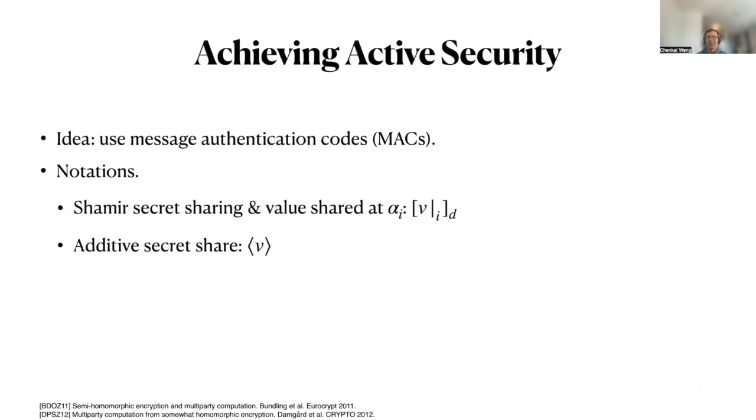And next, I would like to introduce how we achieve active security. Our idea is to use message authentication codes as the previous dishonest majority MPC protocols. We introduced two new notations. The first is the Shamir sharing, where the value is shared at one point alpha I, and we indicate this index I in this notation. And also another is the additive share.